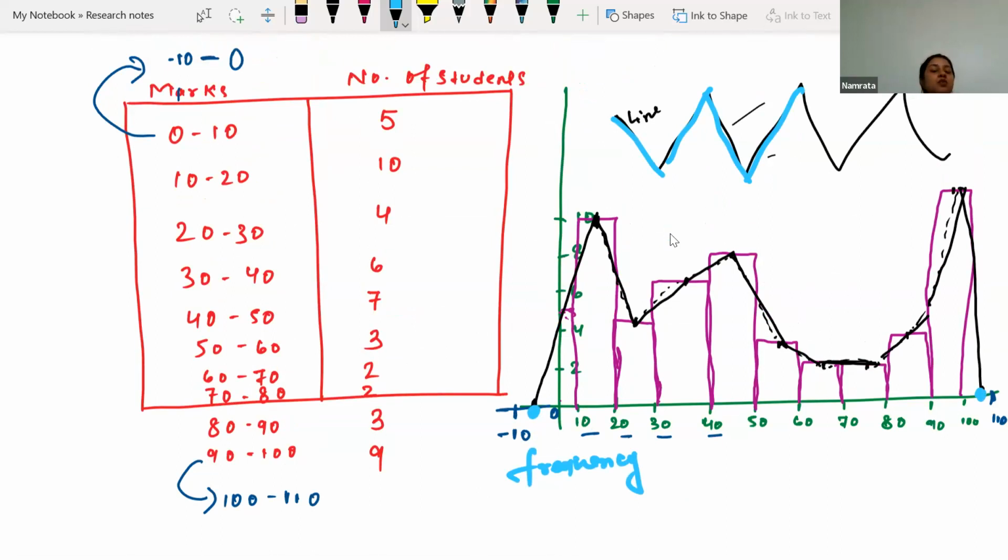Okay. This is how we can take the help of a histogram to draw the frequency polygon. Very simple, very easy. Just take the midpoint of each and every rectangle and join them.